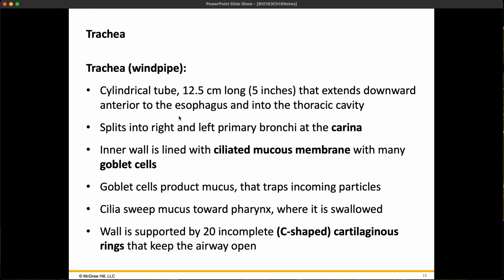As you go down the trachea, it starts to split into the primary bronchi. And right at that split is what's called the carina. This is that irritant receptor. So if particulate matter gets down into your lungs or gets down into the trachea, this can be activated for us to cough out that material. The inner wall, again, ciliated mucous membrane, a lot of goblet cells, so a lot of mucus, a lot of cilia to help keep material moving back up the respiratory tract.